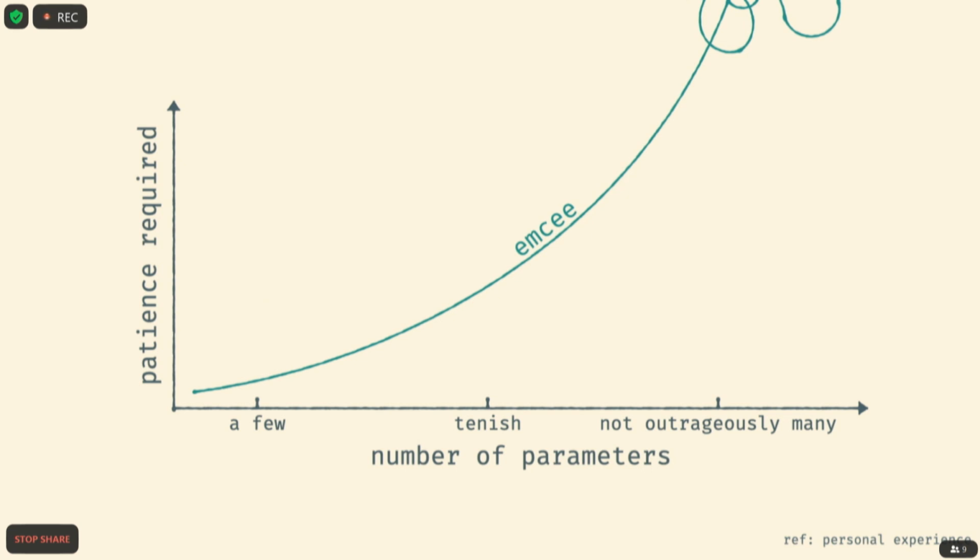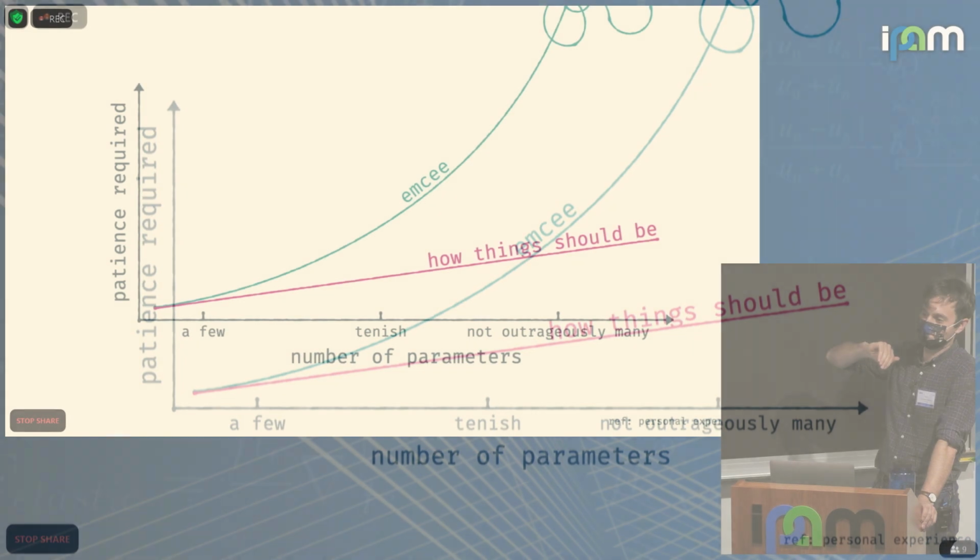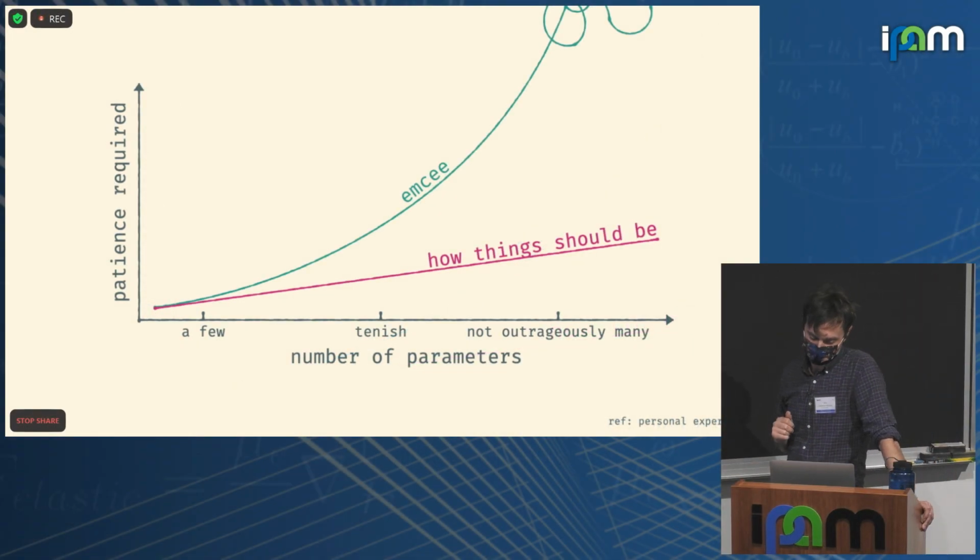Now, we might prefer things to be a little bit more like this. If I'm fitting a much higher dimensional model, I'm willing to pay a little bit more cost, but I don't want to have to wait forever. And so this is our goal, to get something that doesn't scale so badly with the number of dimensions.